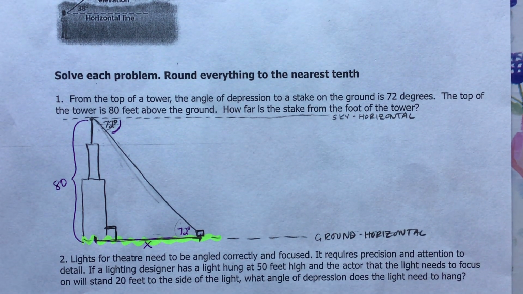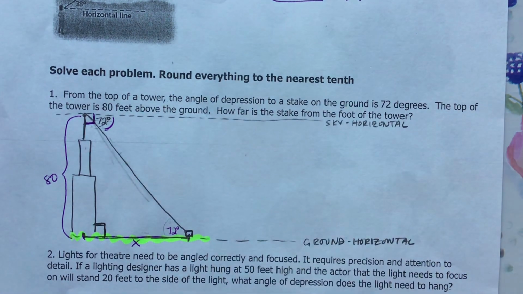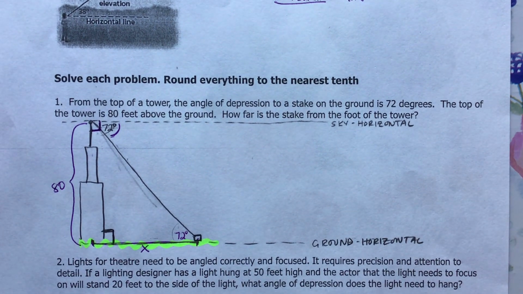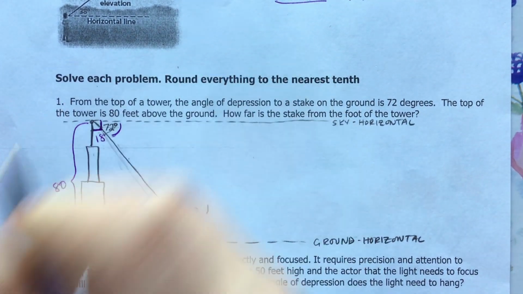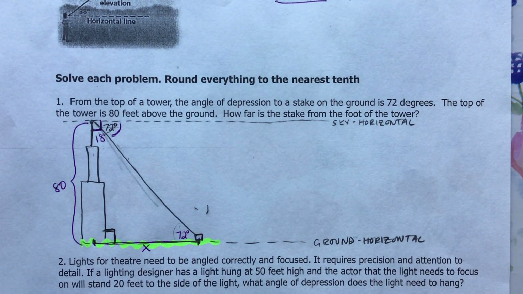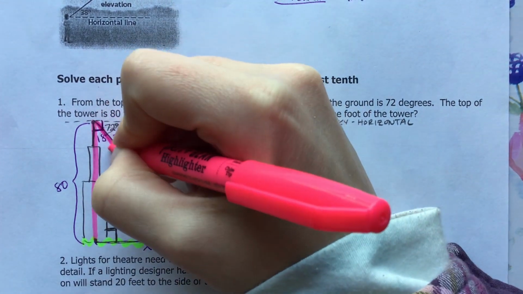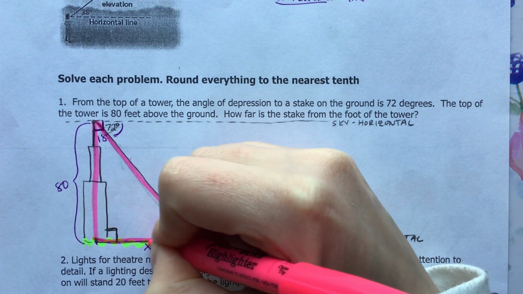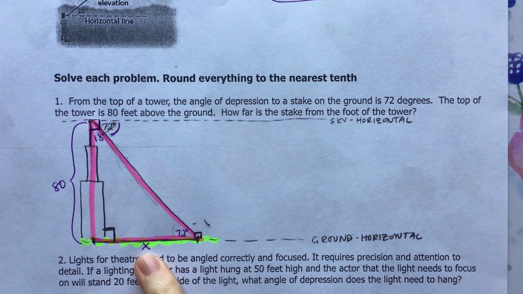You can also say, well, the vertical and the horizontal form a 90-degree angle, so 90 minus 72 is going to be 18, so this angle right here is 18 degrees. Doesn't matter which one you do, both of them are accurate. But what we want to focus in on is this triangle right here. That's what we're focusing in on, and we're trying to find this value.